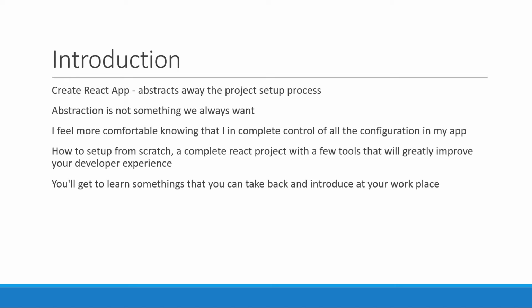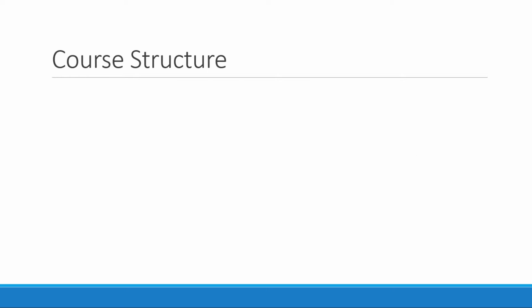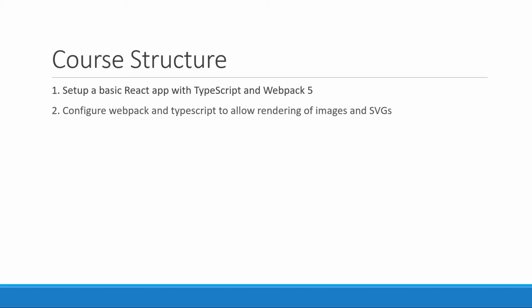All right, let me break down our approach to this series. In this video, we are going to set up a basic React application with TypeScript and Webpack 5. So we will see that Hello World text in the browser. In the next video, we will understand how to configure Webpack and TypeScript to allow rendering of images and SVGs. After that, we will understand how to set up Webpack config for multiple environments like dev and prod.